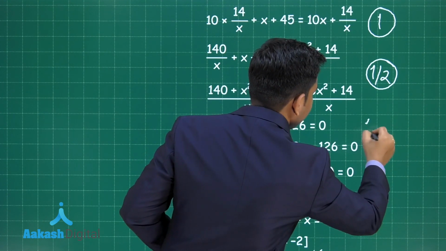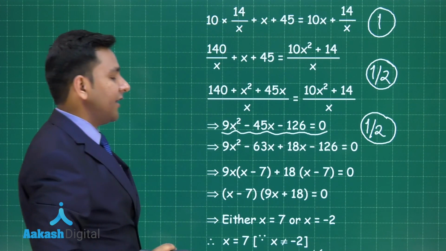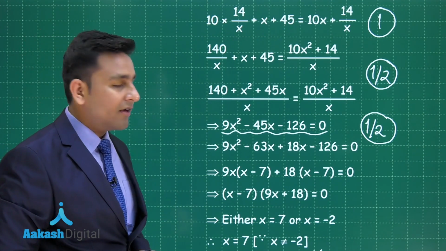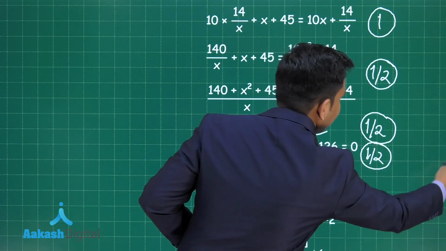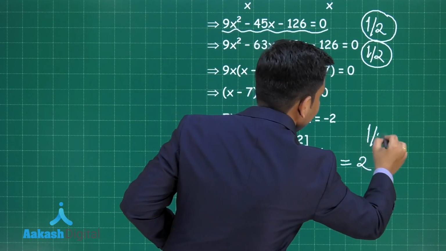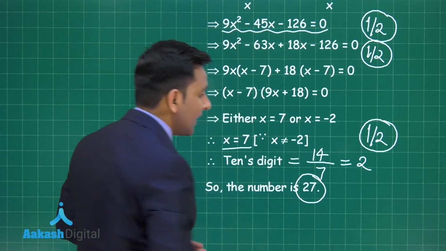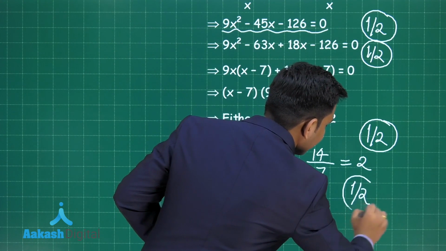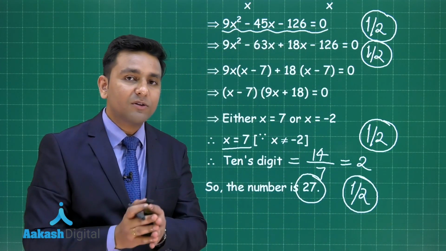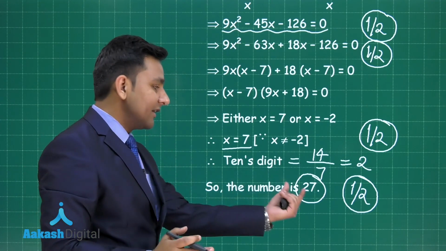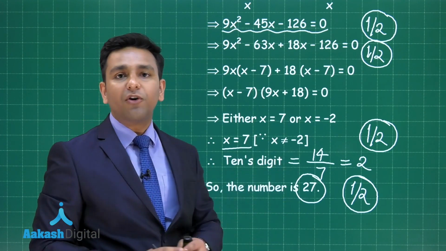Next, half a mark is given when we get this quadratic equation 9x square minus 45x minus 126. Now when we split this middle term, this step will give you half a mark. Next half mark is given when we get the value of x as 7. And the rest half mark is given when we get the final number of this given question. That means we have to determine the number, that is 27, and this step will give you half a mark. So this is the marking scheme of this question.